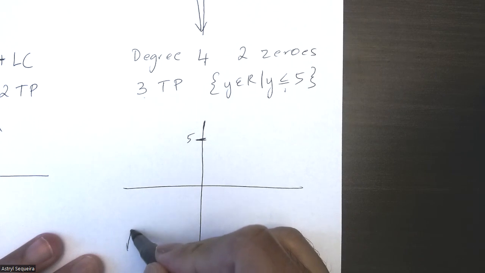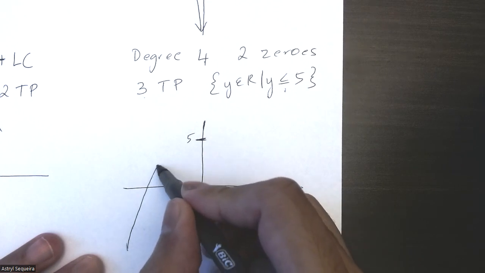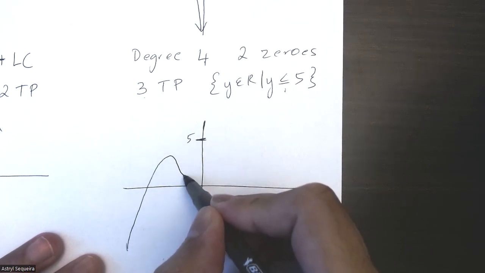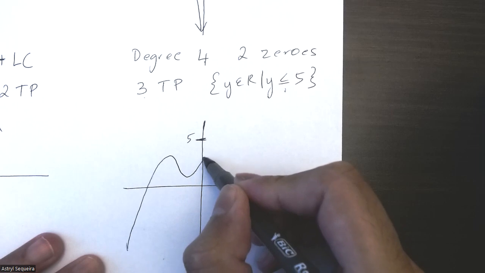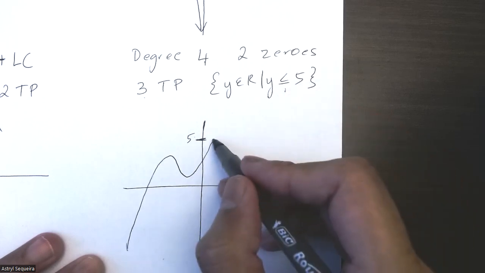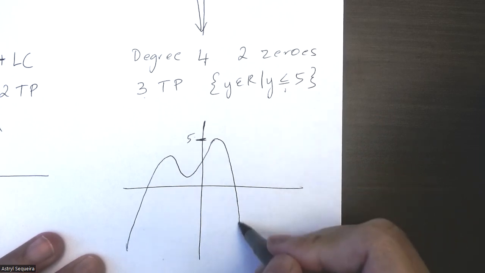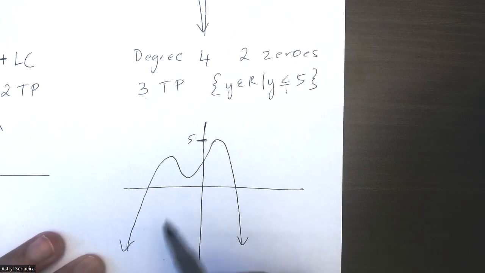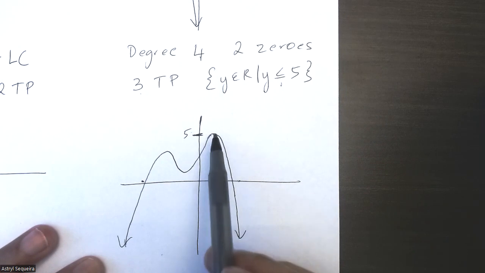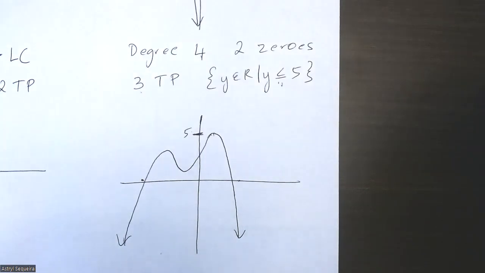So I'm going to start on the bottom over here. I want 2 zeros, so that's my first zero right there, and I need 3 turning points. So that's 1 turning point, 2 turning points. I won't touch the axis. Then I'll go up to 5 because that's going to be my maximum value. y has to be less than or equal to 5. Then I'll come back down, and here is my second zero. So I have 1, 2 zeros, 1, 2, 3 turning points, and my range is less than or equal to 5, and it's a 4th degree function, so it satisfies all the conditions.